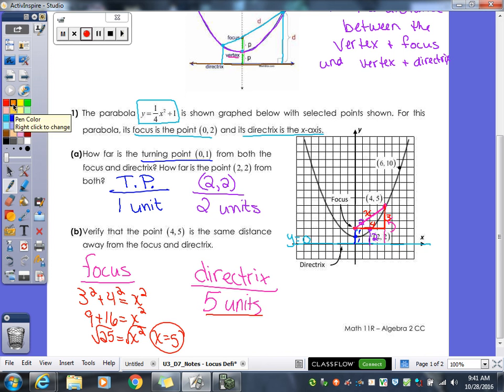The other way we could have done it for our focus is that this is a 3, 4, 5 triple. So you could have known it that way also, that the distance would have been 5. But either way, we have now verified that the distance from both is the same.